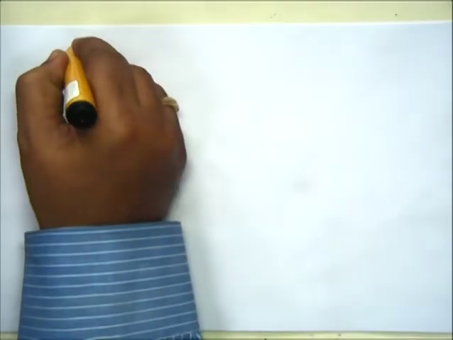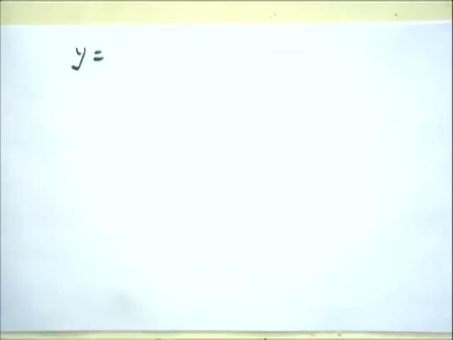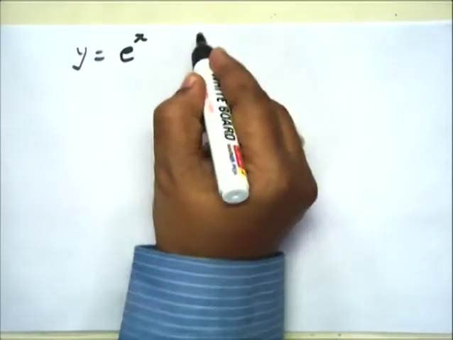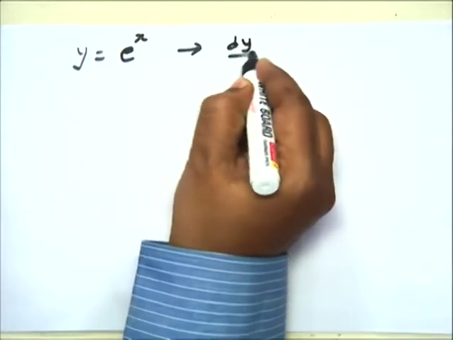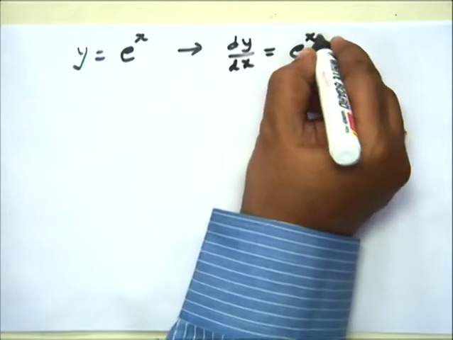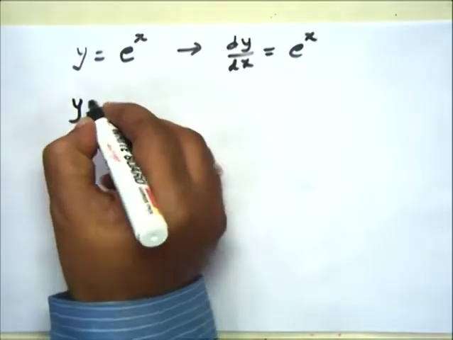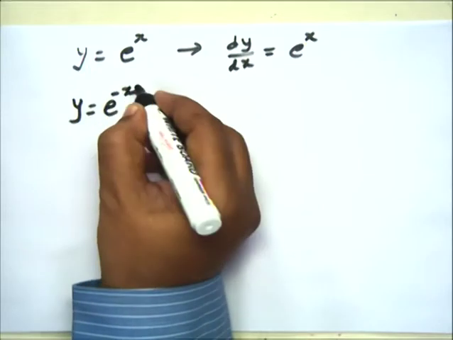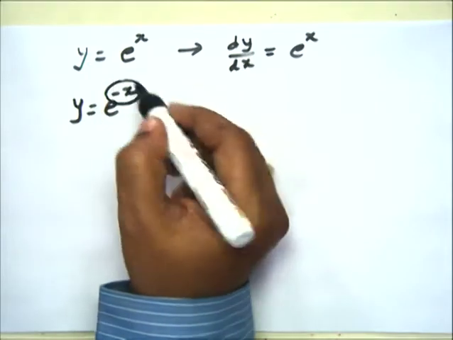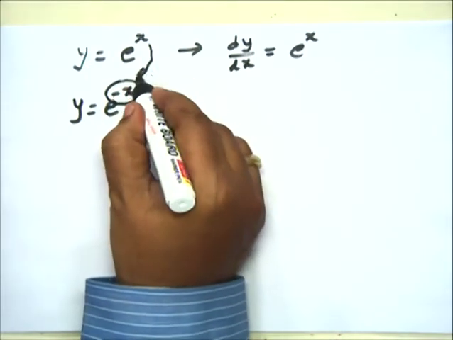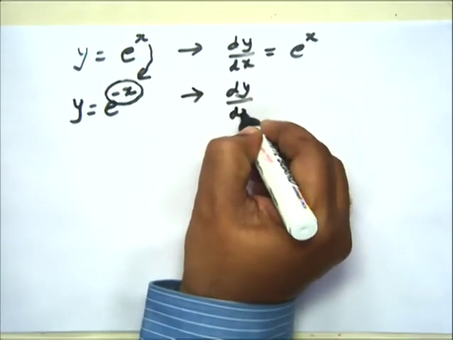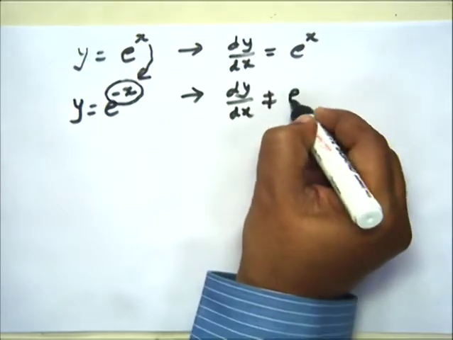So say y is equal to e raised to x, we know that dy by dx, that is derivative of y with respect to x, is e raised to x. But if there is a small change in x, say in place of x, e raised to minus x is there, then I cannot write dy by dx as simply e raised to minus x.